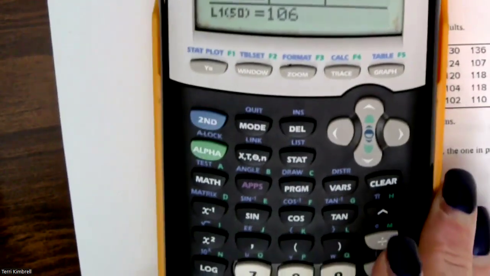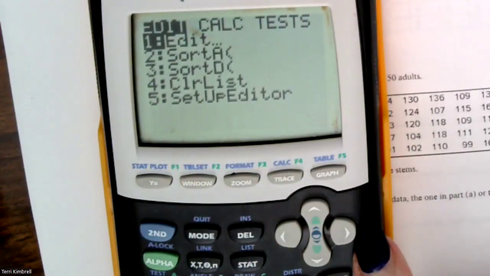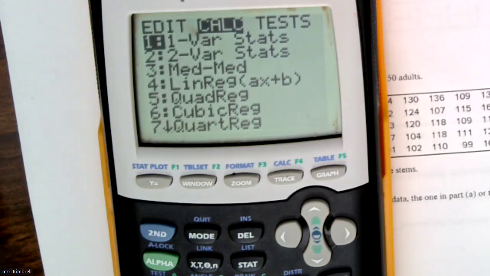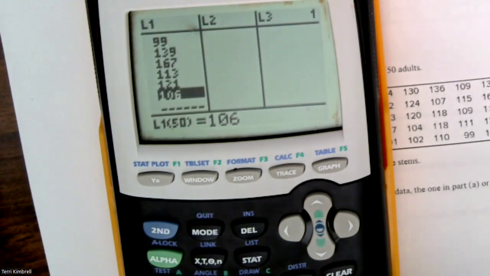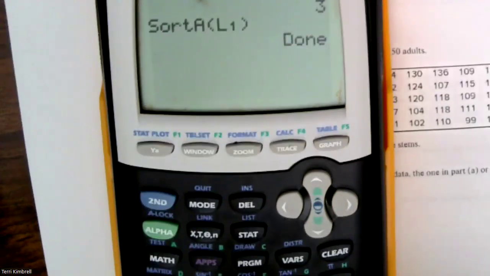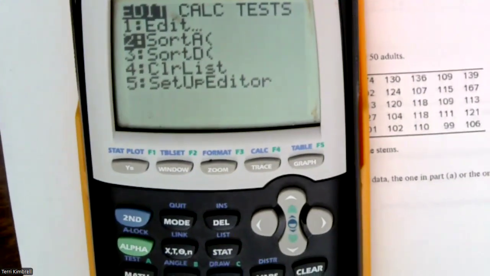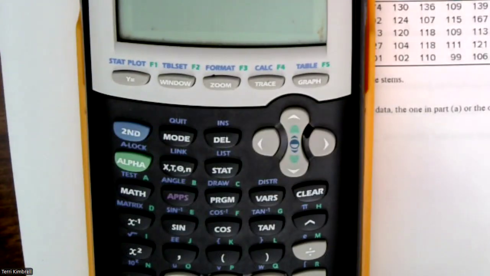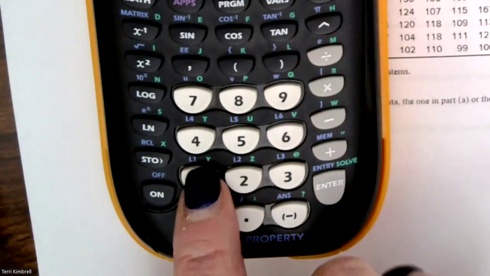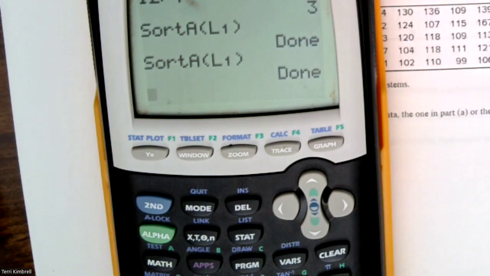Okay, the next button you're going to hit is Stat. You're going to scroll over to Calculate. Excuse me, I was calculating. We need to sort. So let's do second quit. Okay, second quit. That's my bad. Okay, with Stat, we're going to scroll down to sort. And then we're going to sort L1. So we do second 1 and then enter. So it tells me we're done.